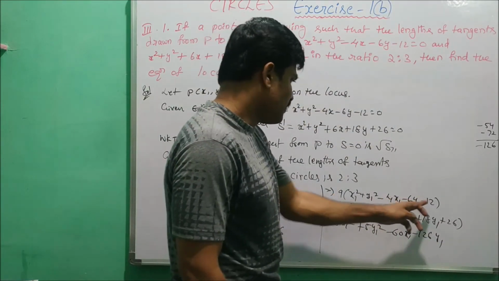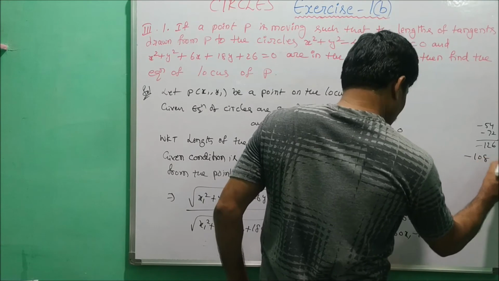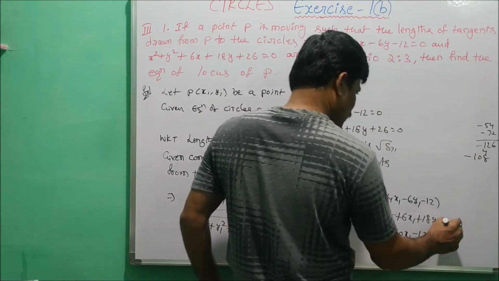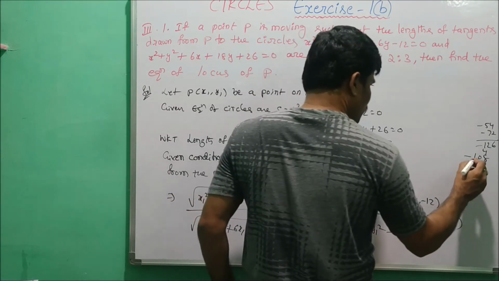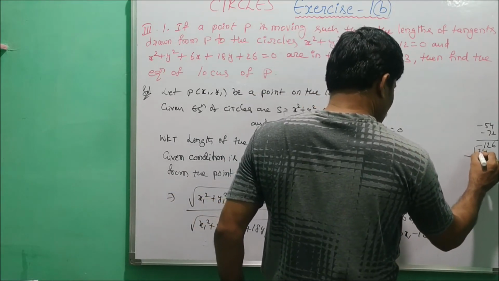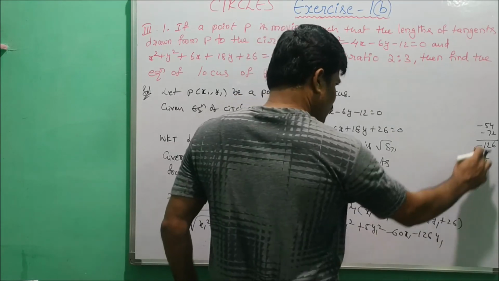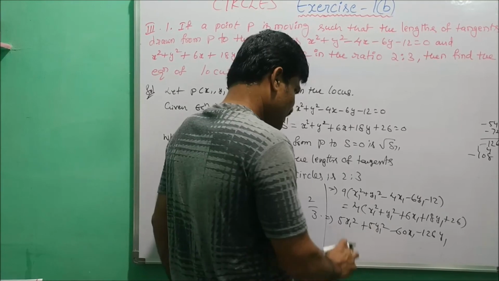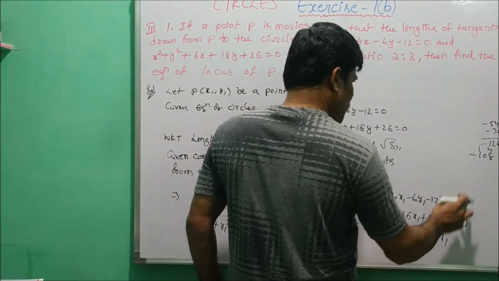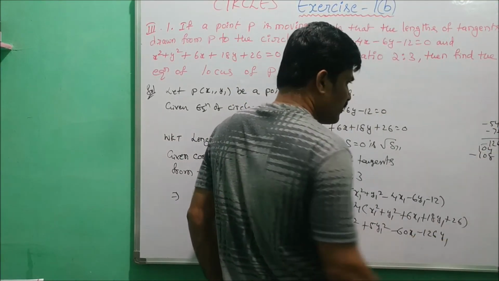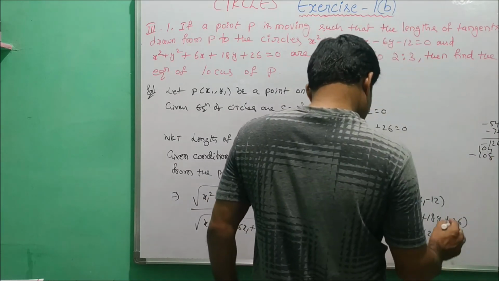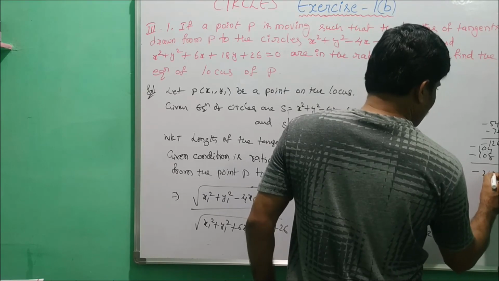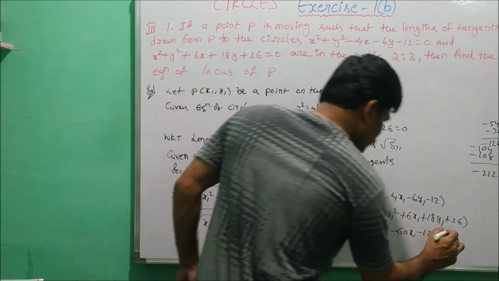Remaining constants: 12 into 9 is minus 108. In that, 26 into 4 is 104. So minus 108 minus 104, that is minus 212.